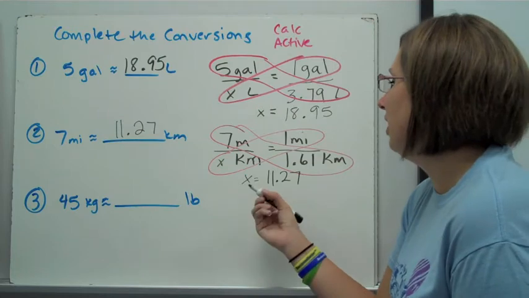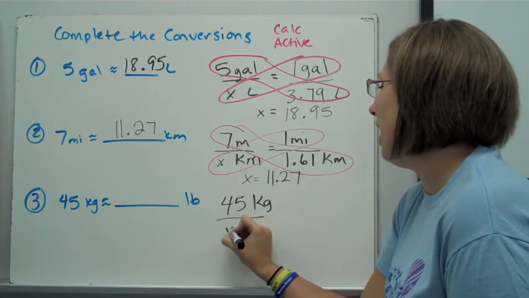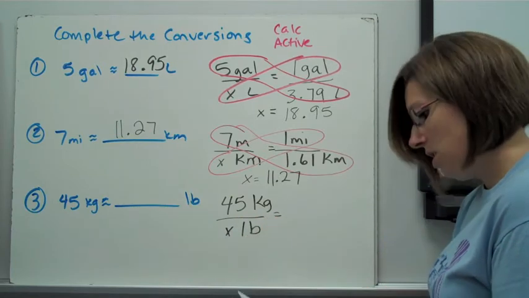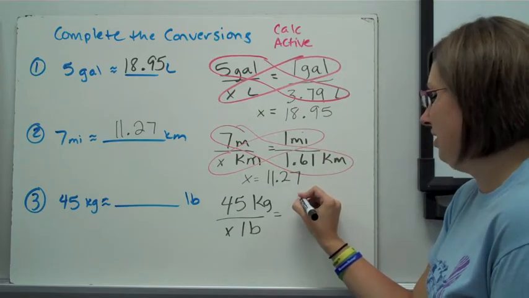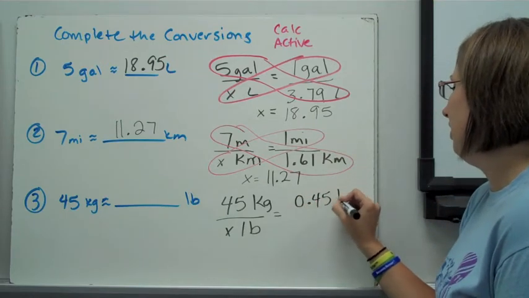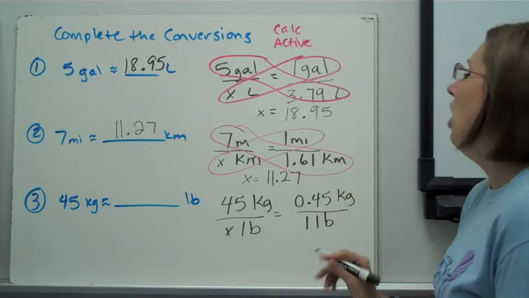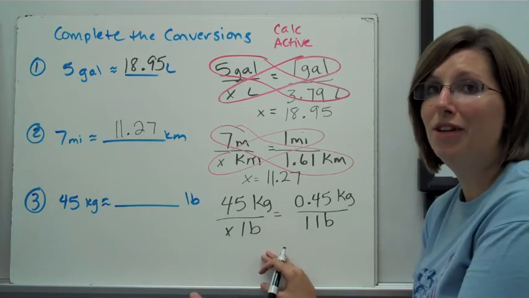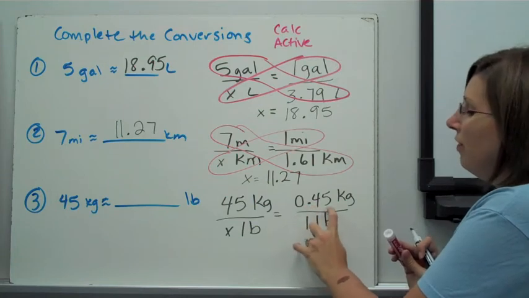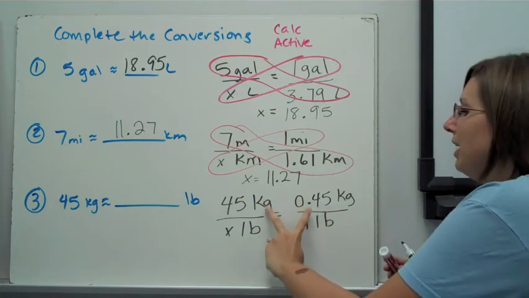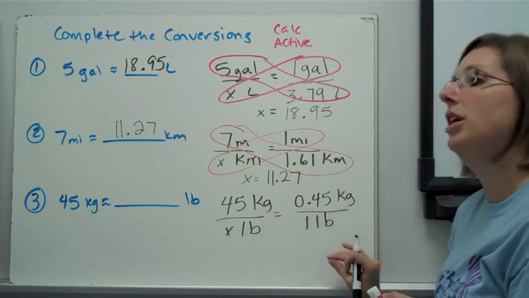Okay, I have 45 kilograms. I want to know how many pounds that is equal to. And in my table on the other slide, I know that 0.45 kilograms is equal to 1 pound. On that table, on the first slide, it had 1 pound equals 0.45 kilograms. But remember, we're matching the units up. Kilograms, kilograms, pounds, and pounds. So you have to put it in the right location.